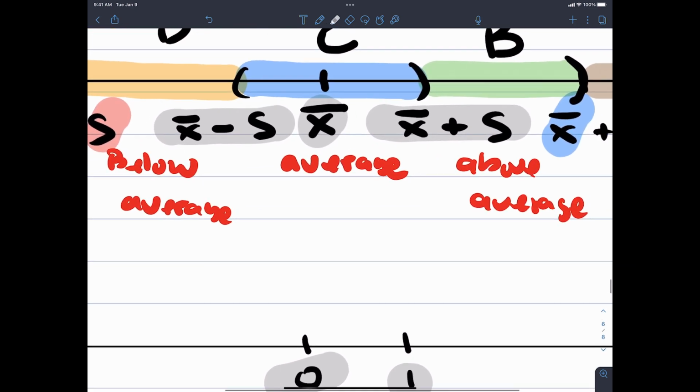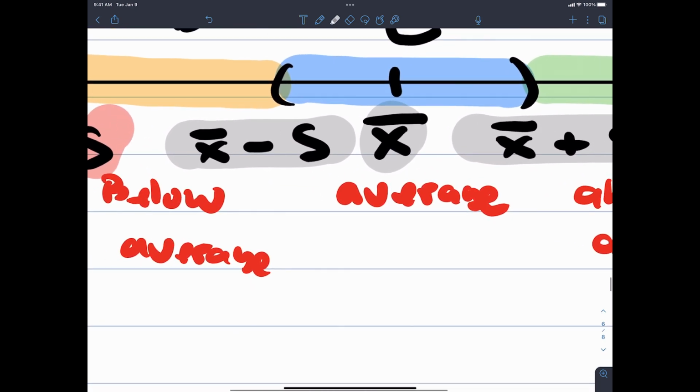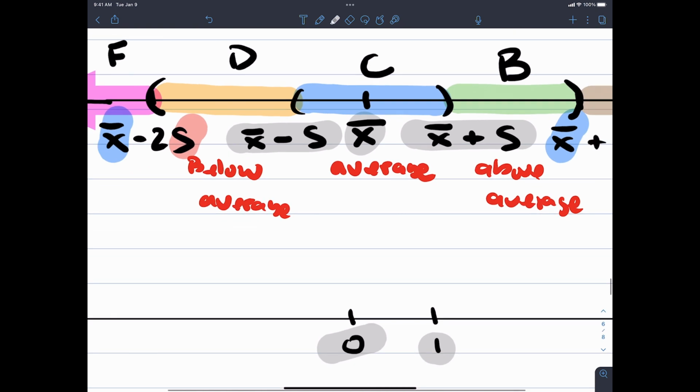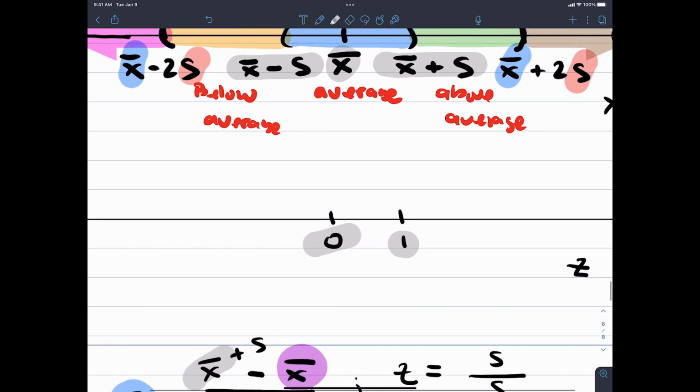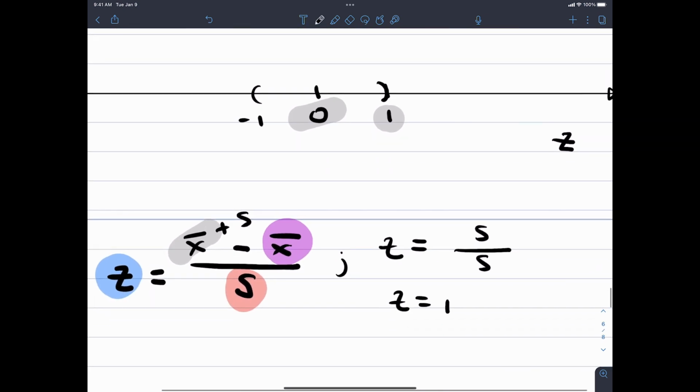What do you think the mean minus the standard deviation will be if I plug that in? Do you guys know what that'll become over here? Well, it differs only by a sign. So that's going to be what? Negative S over S, which is negative 1 now. And there you go.